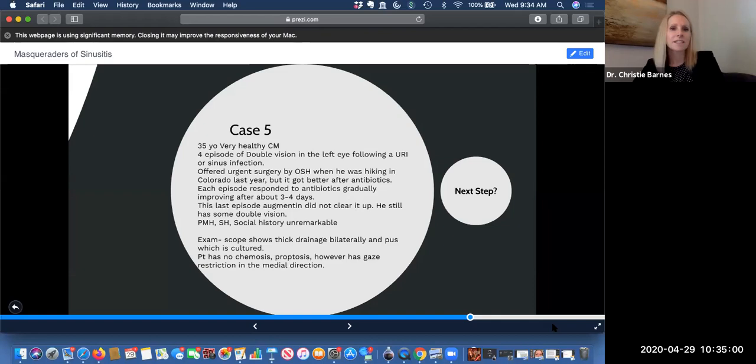And he still had some double vision. Like I said, he's really healthy. So when I scoped him in the office, he did have some pretty significant mucopurulence bilaterally, but I would say worse on the left. But interesting was his ocular exam. His orbit did not show any chemosis or proptosis. However, he had gaze restriction in the medial direction.